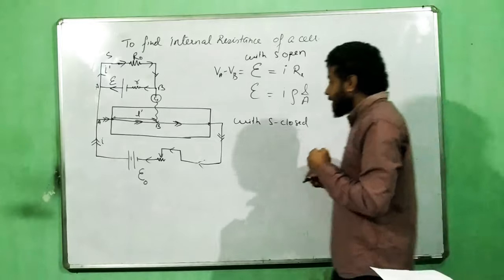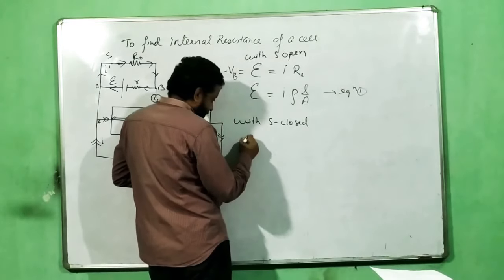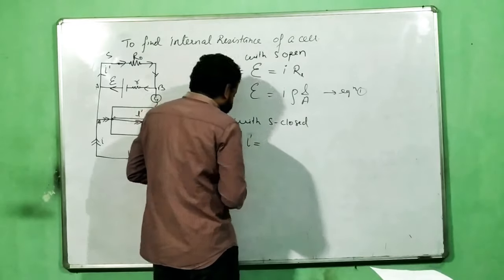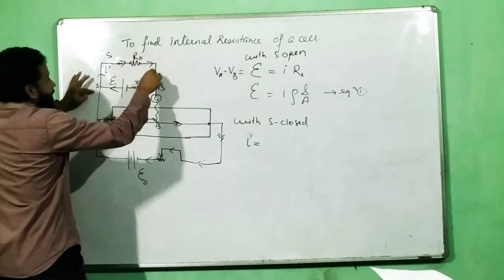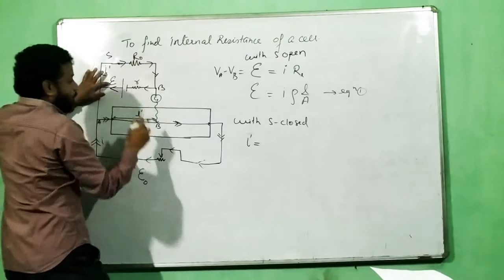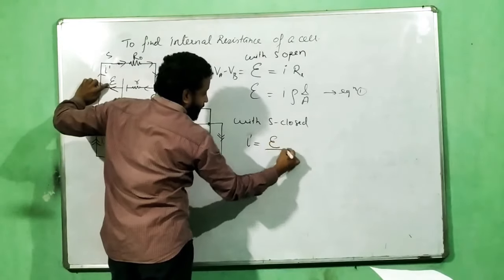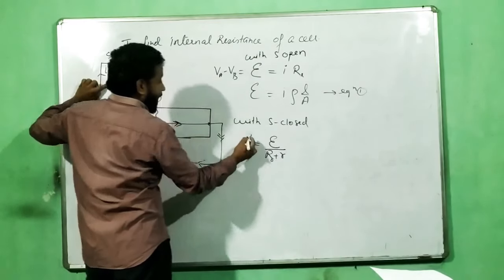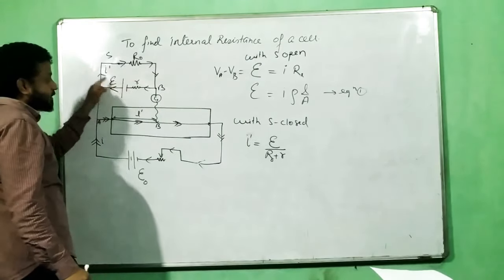How much is that I dash? That I dash will be equal to, now if you look, this part has an EMF of E, and it has a resistance of R0 and small r. So EMF E divided by resistance R0 plus r. This is the I dash current which is flowing in this circuit.